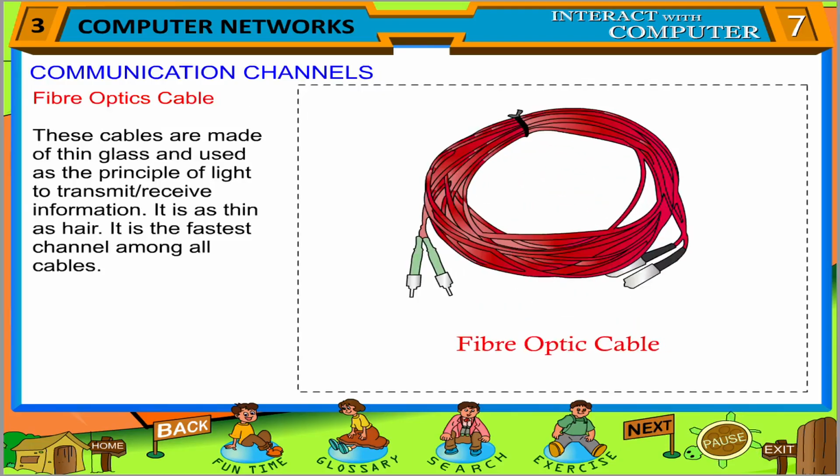Fiber optics cable. These cables are made of thin glass and use the principle of light to transmit and receive information. It is as thin as hair. It is the fastest channel among all cables.